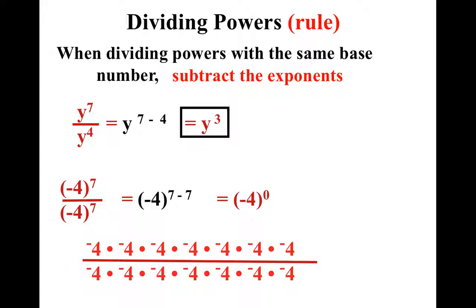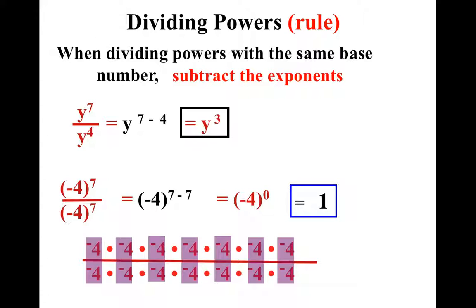Notice if I have negative 4's all in the numerator and all in the denominator, what happens? They all simplify and they all become 1. And that's how come any base number to the 0 power always equals 1. Because what that's telling us is that you have the exact same number in the numerator as you do in the denominator. Everything simplifies and just becomes 1. It's one of the fastest problems you can do.